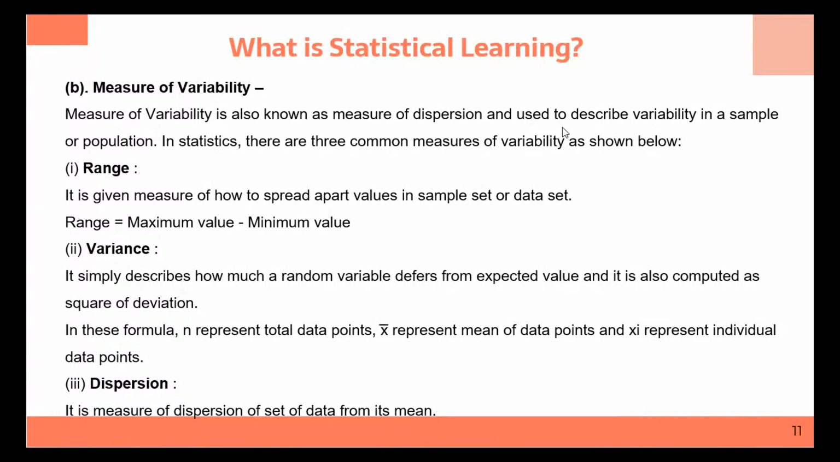In statistics, there are three common measures or measurement parameters of variability. One is the range, one is variance, and we have dispersion. All right. What is range? It says it is given measure of how spread apart the values in the sample set or data set. What does that mean? Spread apart means what? It is from what point till what point in the number system it is going to be spread across.